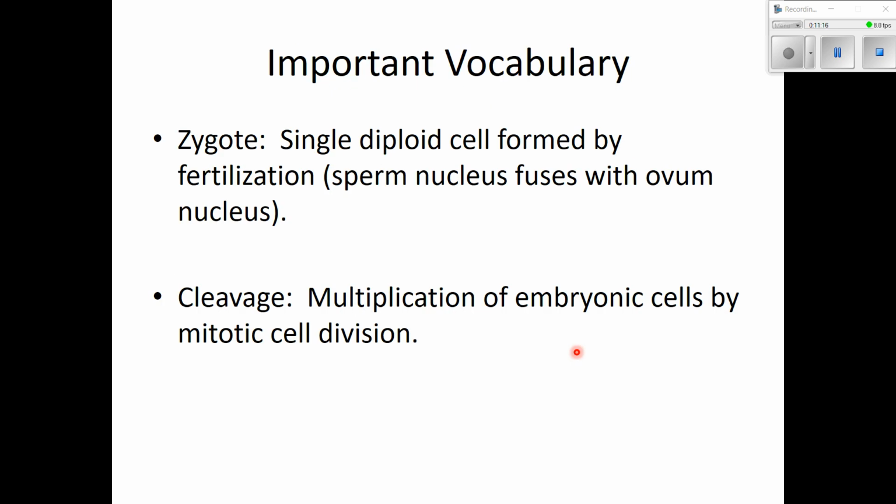Okay, so let's define some terms very quickly. You know what a zygote is, a single diploid cell that's produced by fertilization, sperm and egg fusing together. We talked about cleavage, which is the rapid multiplication of embryonic cells when they're just dividing by mitosis.